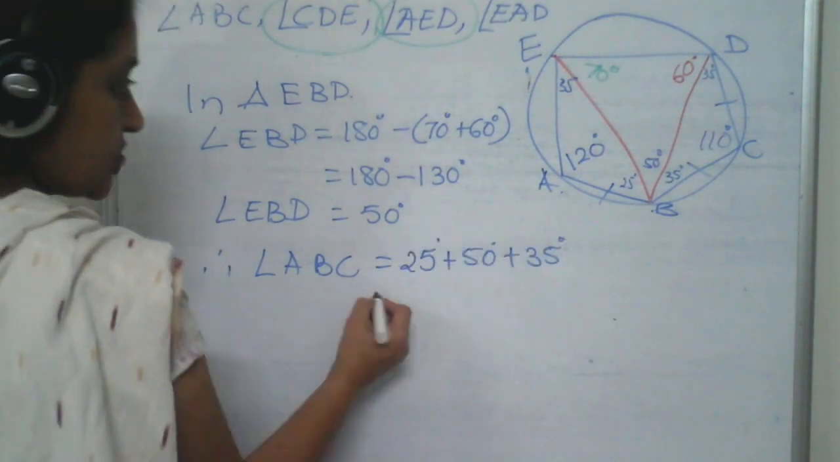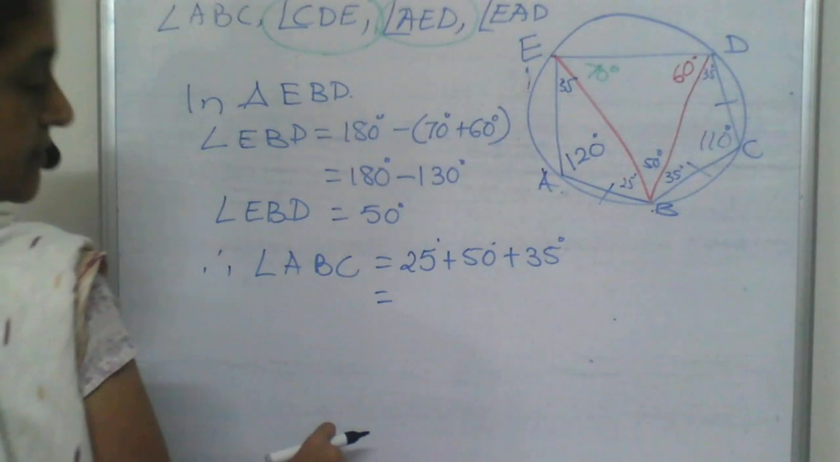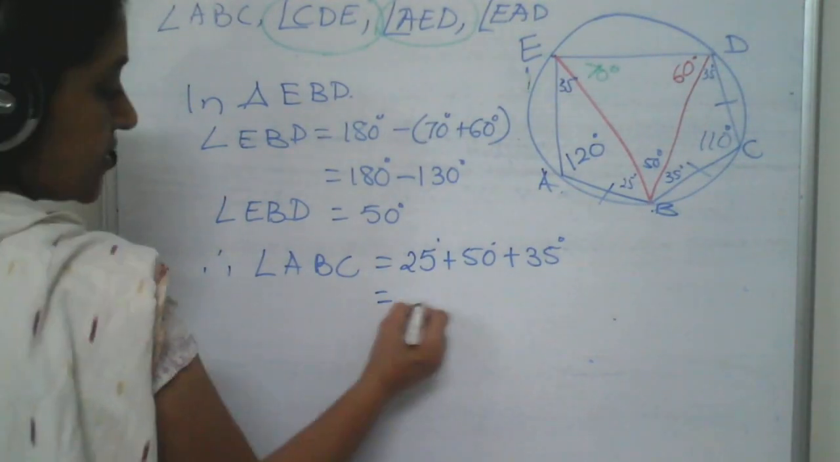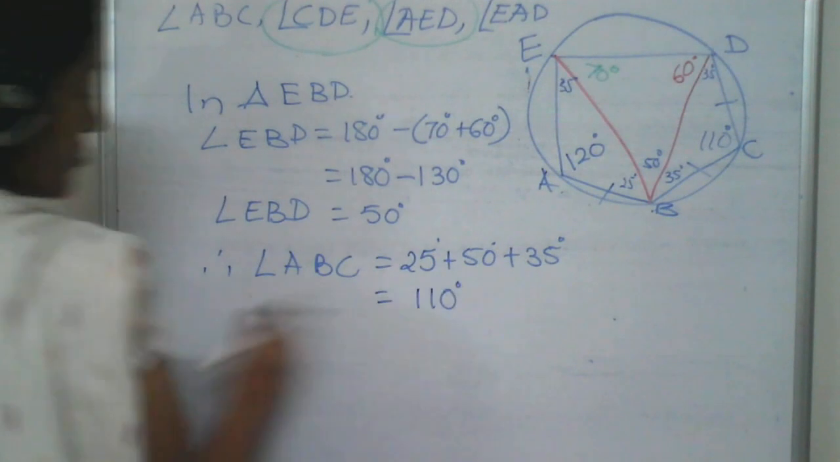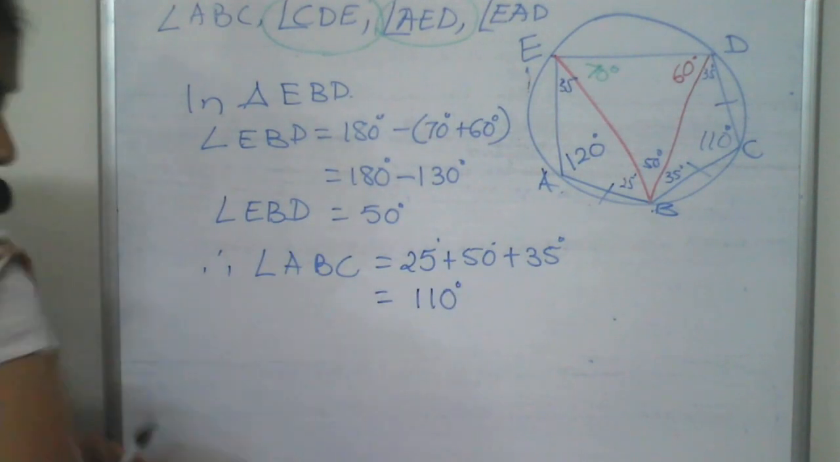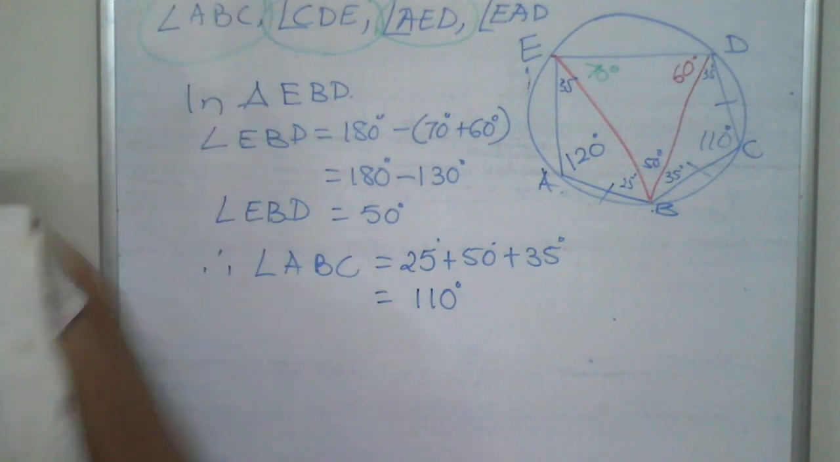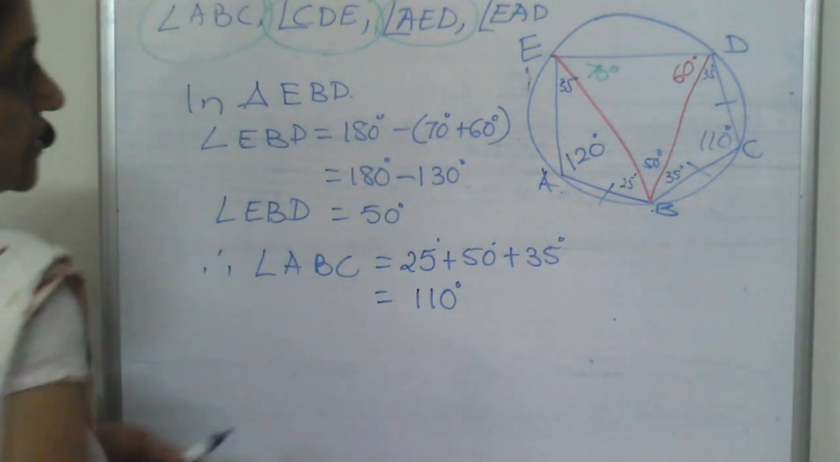Tell me how much you get. 110. Yes, you are right. 110. So ABC is 110. So the third part also we covered. This one is over.